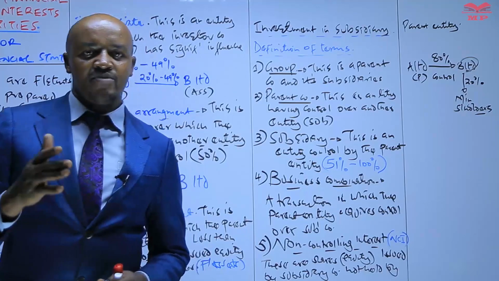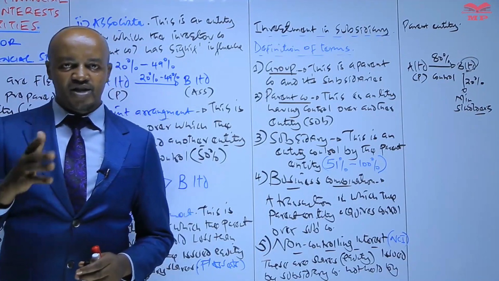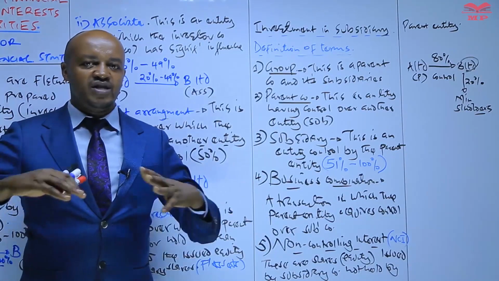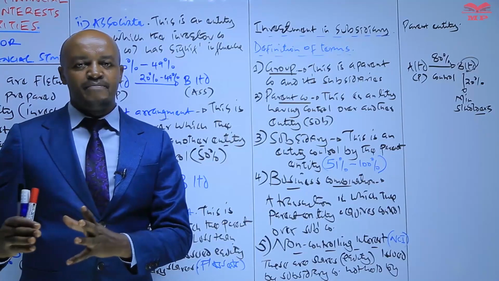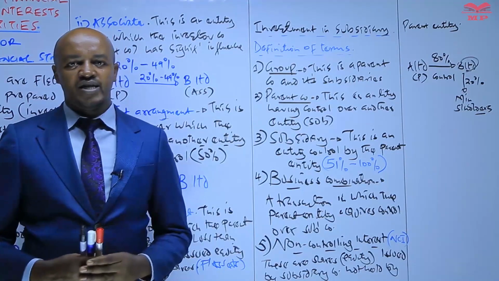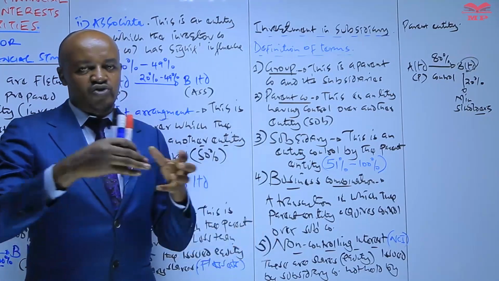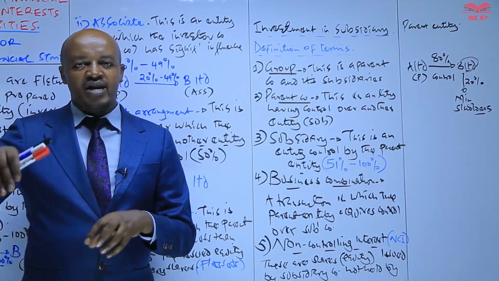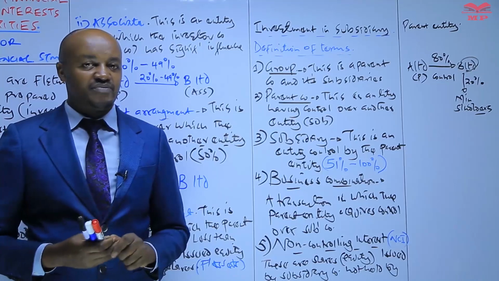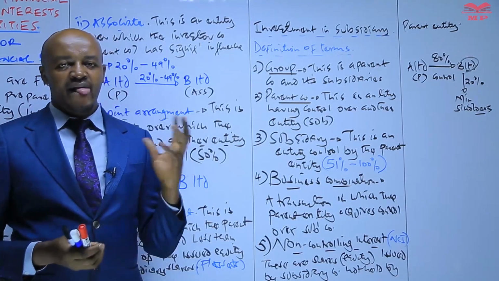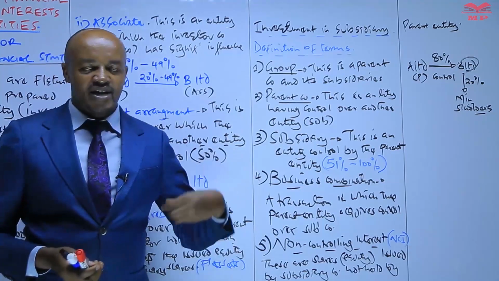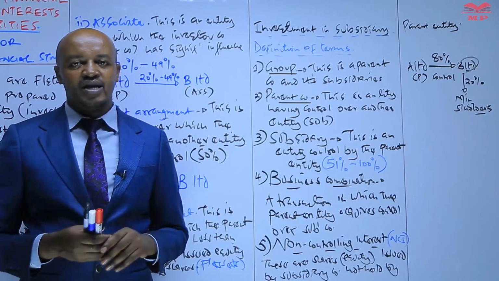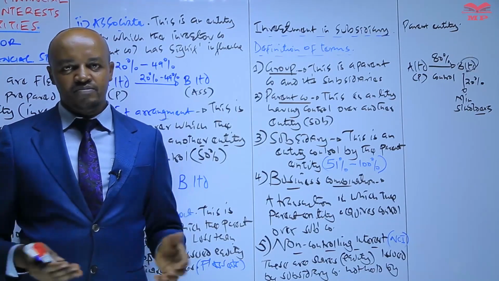So these are basically some of the terms you need to know as far as investment in a subsidiary is concerned. You need to know what a group of companies is, which is a parent and its subsidiaries. The parent company is a company having control over the subsidiary. A subsidiary company is a company controlled by what? By the parent company. The transaction through which the parent company acquires a majority of the shares in the subsidiary, we refer to as a business combination. And NCI, non-controlling interest, refers to shares issued by the subsidiary but held by the minority shareholders.